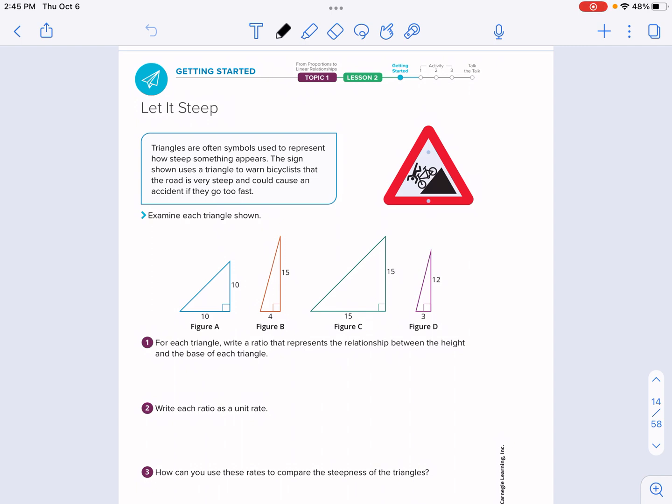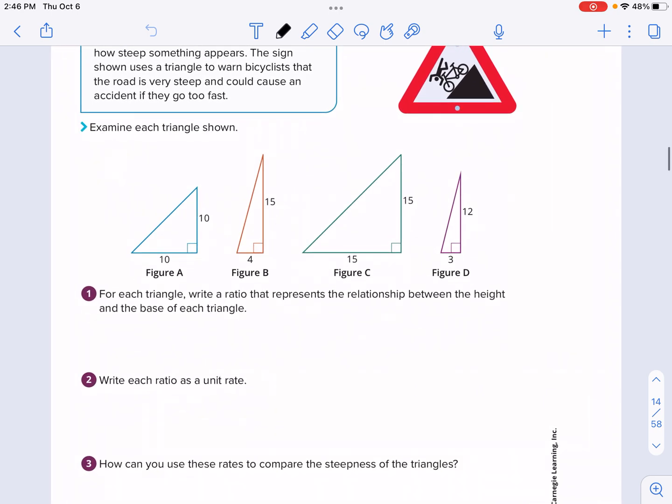This problem is talking about how we have signs on the road that warn cyclists how steep a road might get so that they can avoid being in an accident. So what we're going to do is examine the triangles that we have here. We have 4. Number 1 says for each triangle, write a ratio that represents the relationship. Let's put figure A, B, C, and D. I'll abbreviate figure A, figure B. We'll space it out for C and D because we're going to need some space here.